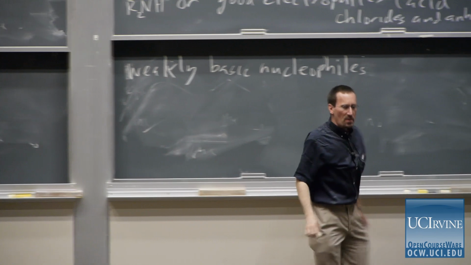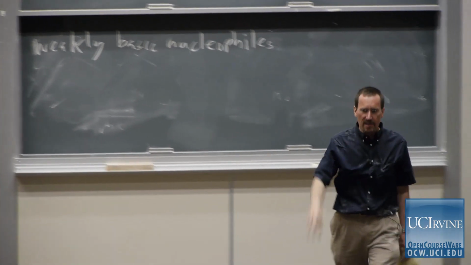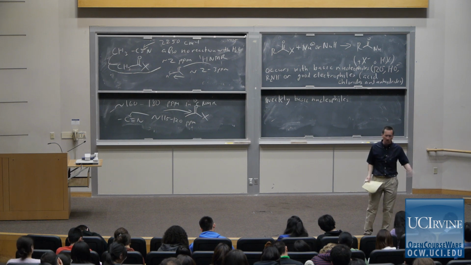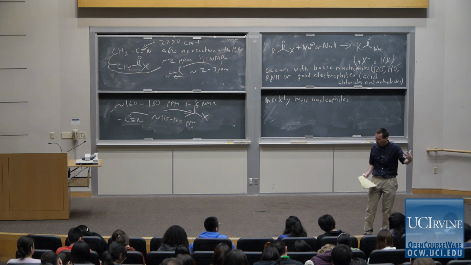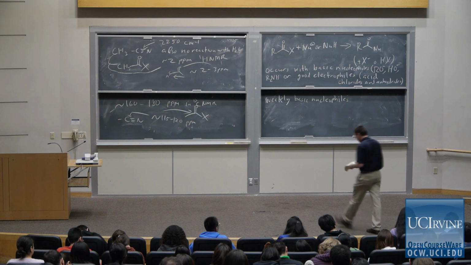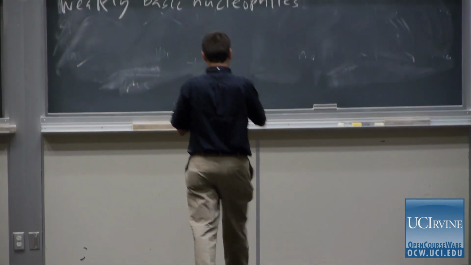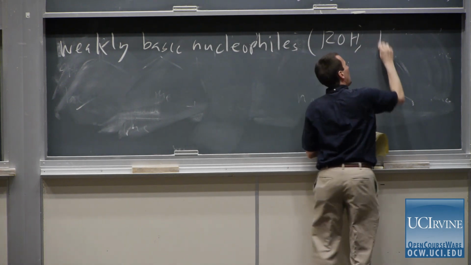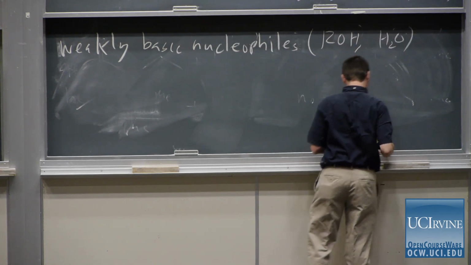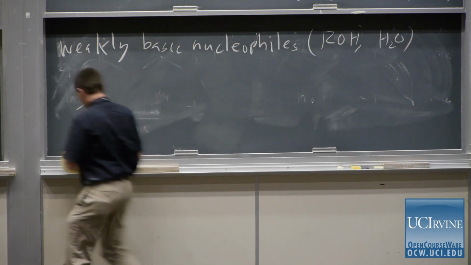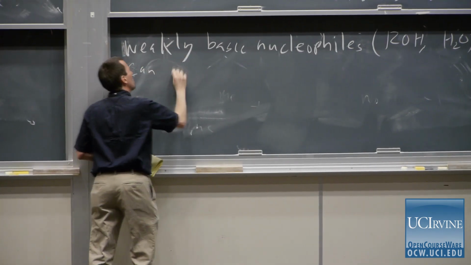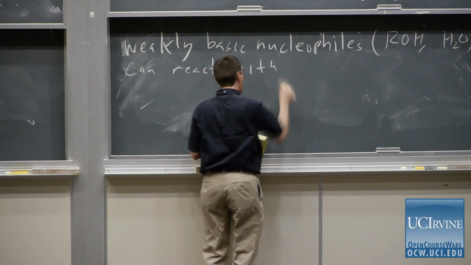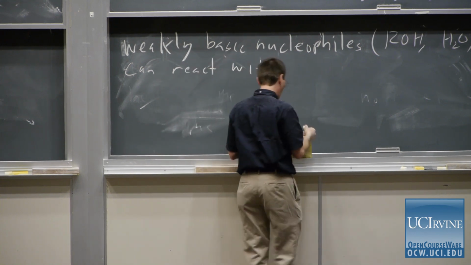and what do I mean by weakly basic nucleophiles? Well, we talked about these with ketones and with aldehydes. We're talking about things like alcohols and water. So I'll write ROH and water. And I'll say that they can react with less reactive electrophiles.